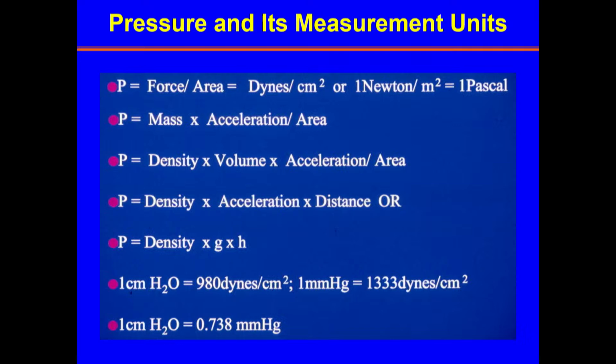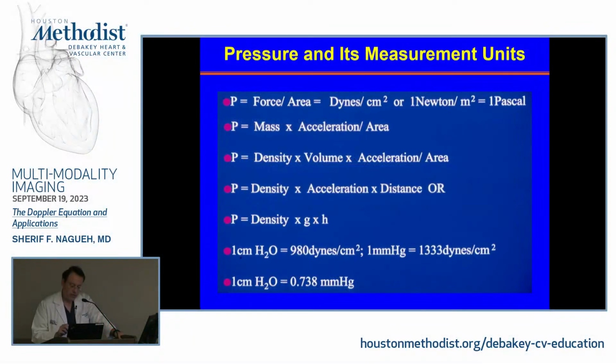For 1 millimeter of mercury, we go back to that expression, but now mercury has a higher density than water, 13.6. We still put the 980, but because it is higher density, we do not necessarily use the centimeters, but we will use the millimeters. So here, instead of putting 1 centimeter, we will say 1 millimeter or 0.1 centimeter. And if you do the math, you will see 1333 dynes per centimeter squared.